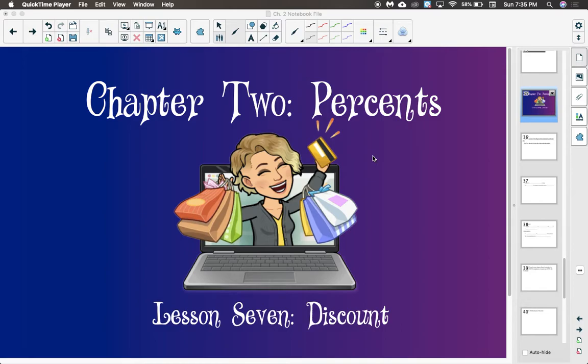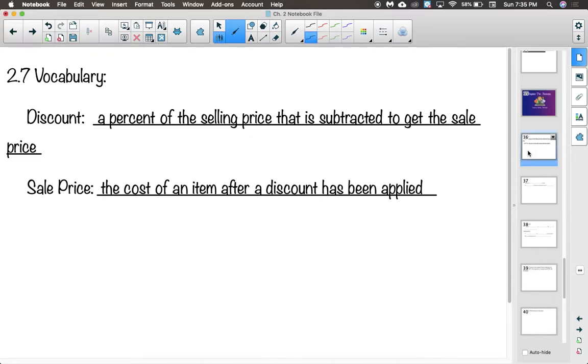Okay, this is lesson 7 in chapter 2. We're almost at the end, one more lesson after this. This one's all about discount, and it's very similar to what we did in chapter 6. So let's get started. 2 vocab words.